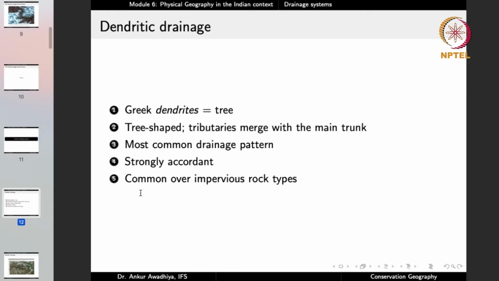It is common over impervious rock types. Why impervious? Because if the rocks are pervious, meaning that they permit water to enter inside, it is very easy for the rivers to erode the land. But in the case of impervious rocks, that is not the option. So the river has got nothing else to do but to follow the slope and the structure of the landscape. And so the dendritic drainage pattern is very commonly seen in the case of impervious rocks, or rocks that do not permit water to enter inside them, non-porous rocks.